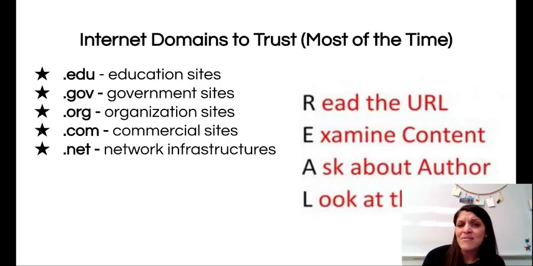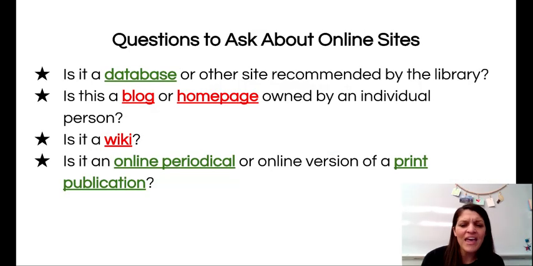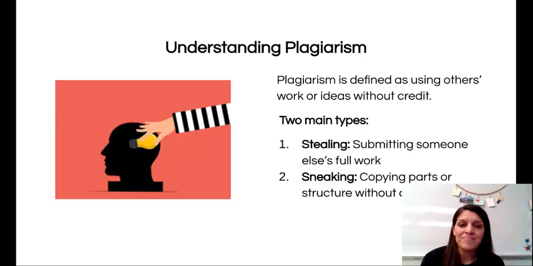And .net, anyone can buy a .net and publish whatever they want. So it's just so important. These are not 100% yes or no to use, but just something to keep in mind as you're evaluating your source. I also like these questions of databases are great. Online periodicals or reprints, digital reprints of publications, great. Wikis, blogs, homepages, anything that people can edit themselves or you don't know who's editing it, those are red flags, and you don't want to use them.